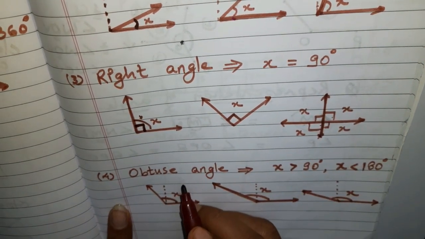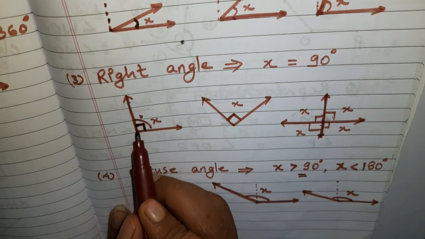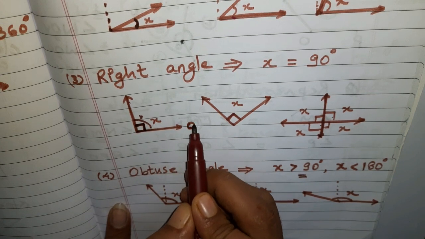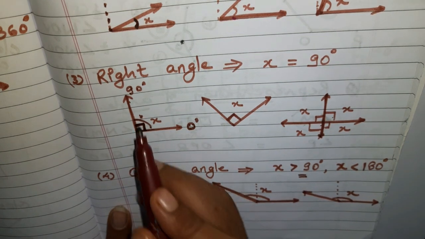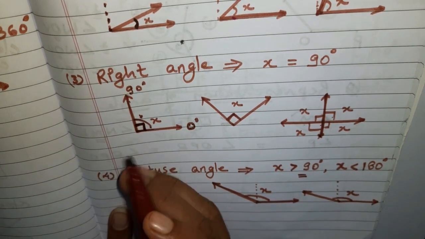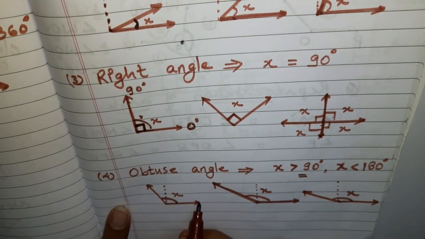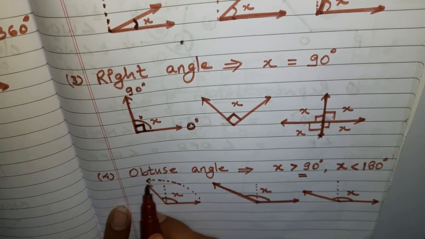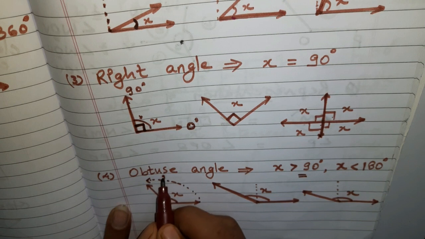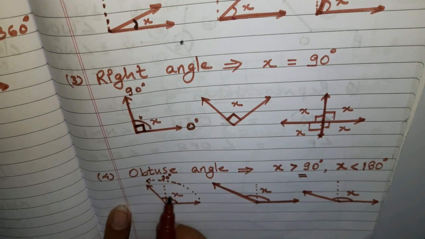Now what is an obtuse angle? Obtuse angles are the angles which are greater than 90 degrees. If we consider this as 0 degrees and this as 90 degrees, then these obtuse angles have a shift after 90 degrees. If the ray is moving from here, it will move further beyond 90 degrees. That is why this type of ray is known as an obtuse angle.